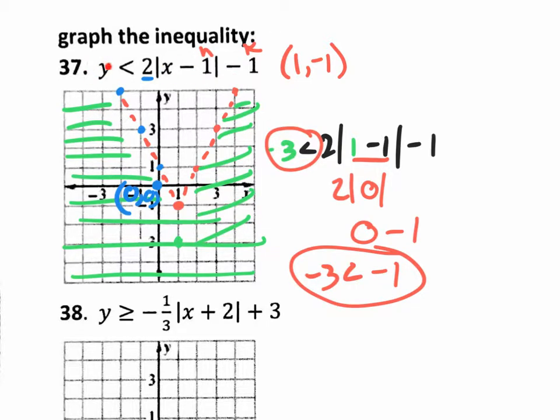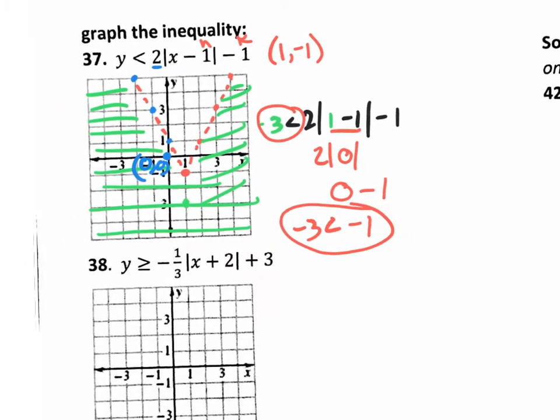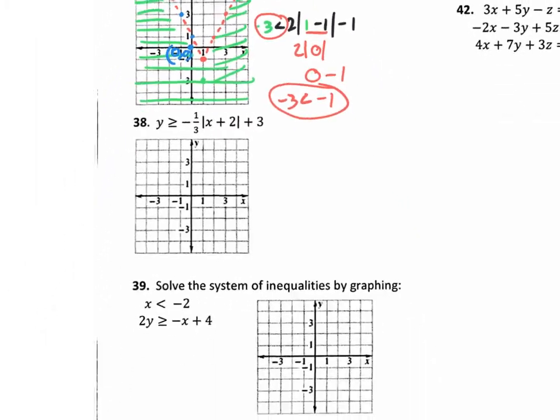Plug a 0 over here. It'll say 0 is less than 1. That's a true statement. So this point does work. That means that all the answers are out here. If it wouldn't have worked, you'd shade in everything on the inside. Okay, so you guys could try number 38.